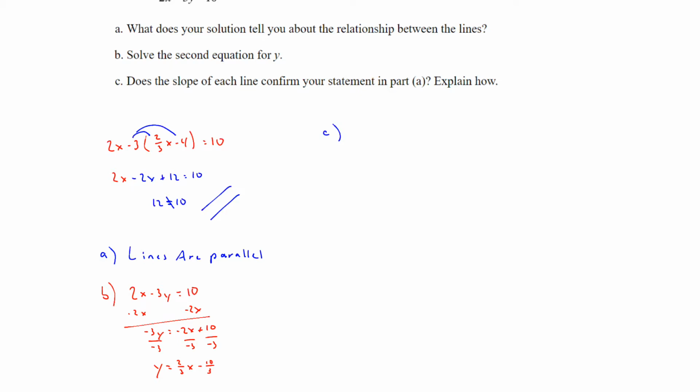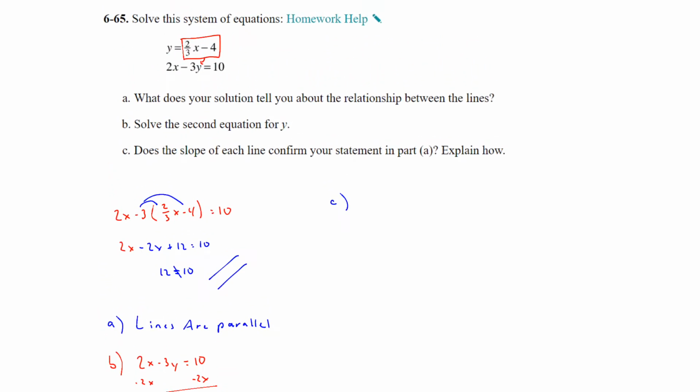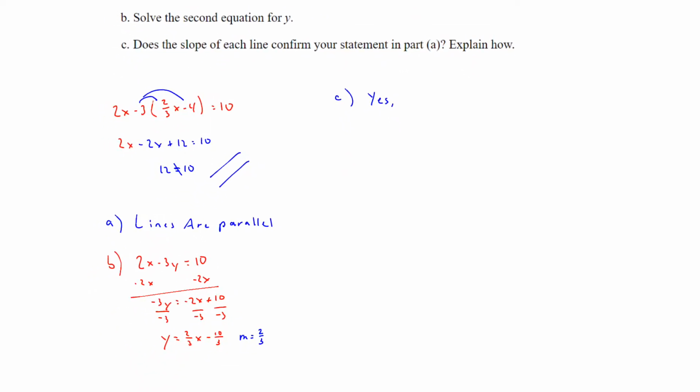So that looks like the slope in this one is 2/3. Let's go back up to this one, and then your slope in this one is 2/3. So does the slope of the line confirm your statement in part A? I would say yes, but we also have to be careful. Just because the slopes are the same, we also have to understand that if there is no solution, the y-intercepts also have to be different. So on this one, it's 0, negative 4, and then on this one down here, it's 0, negative 10/3.